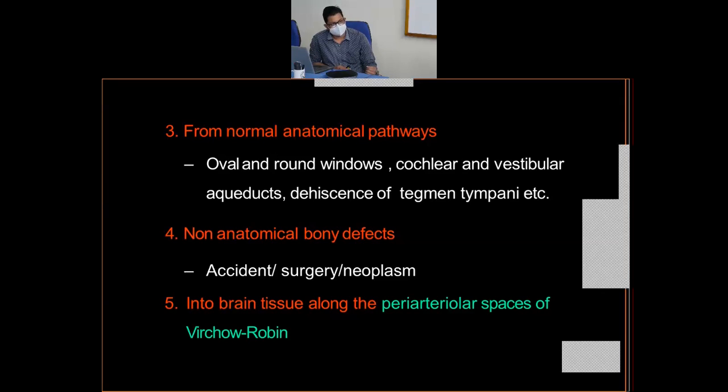Then dehiscence of the tegmen tympani. As you know, the roof of the middle ear cavity is formed by the tegmen tympani. So with any dehiscence in the tegmen tympani, there will be spread of infection. Okay, these are the normal anatomical pathways.